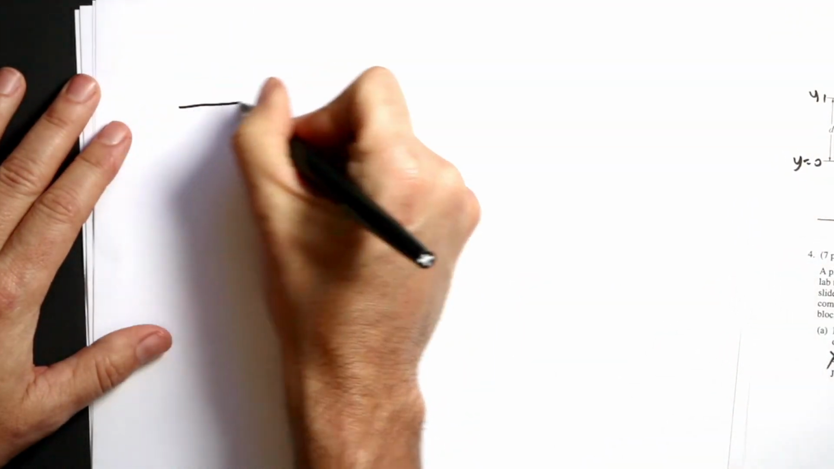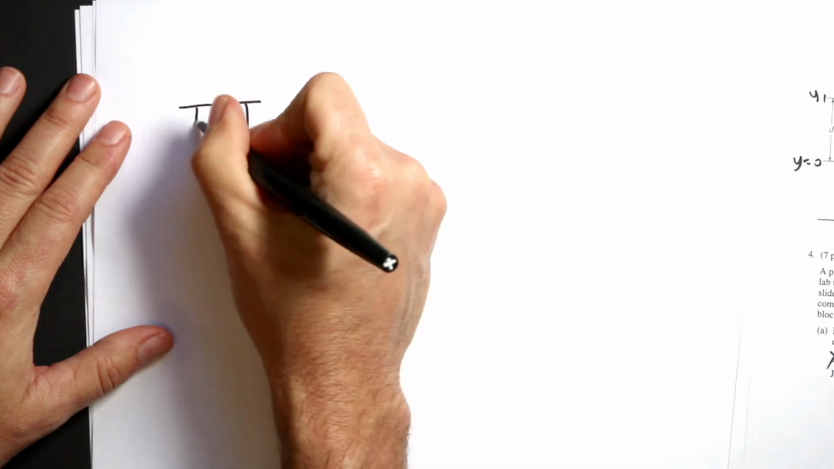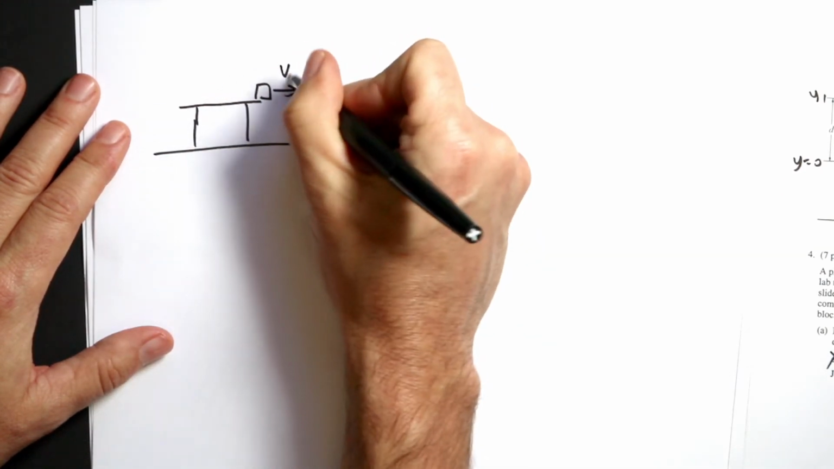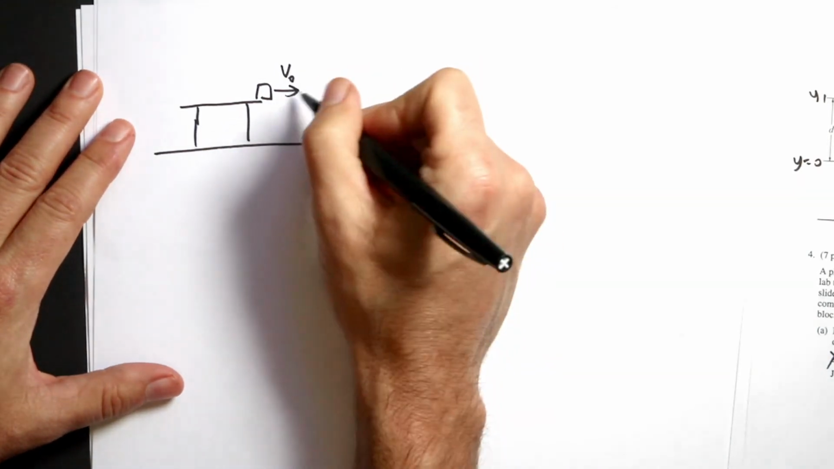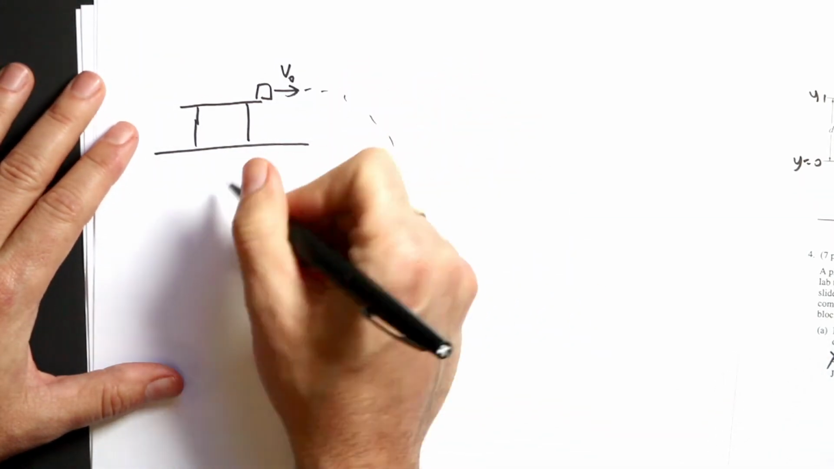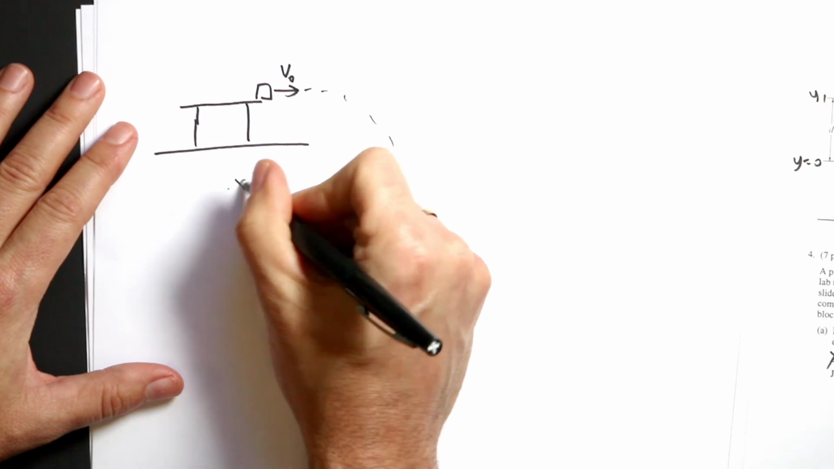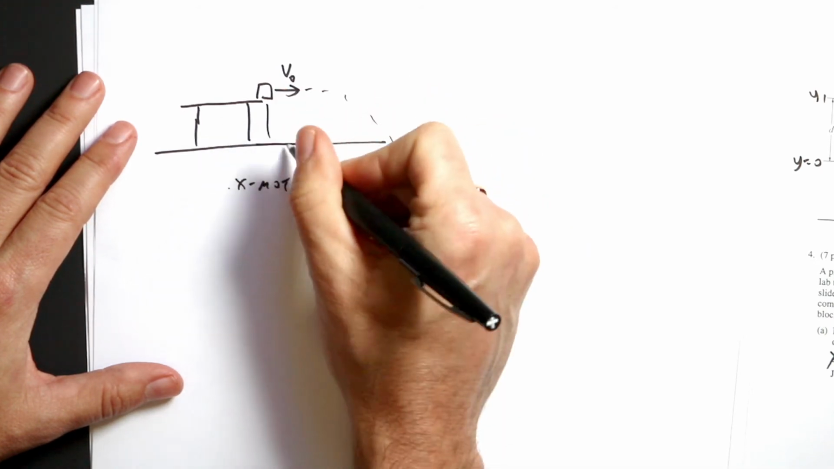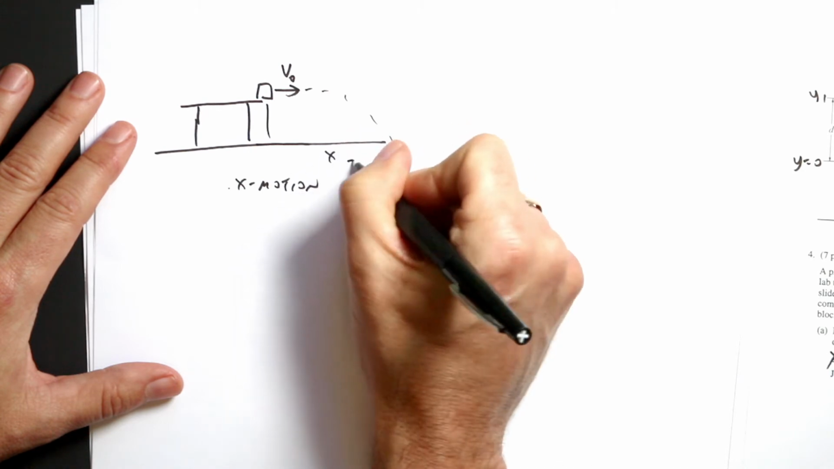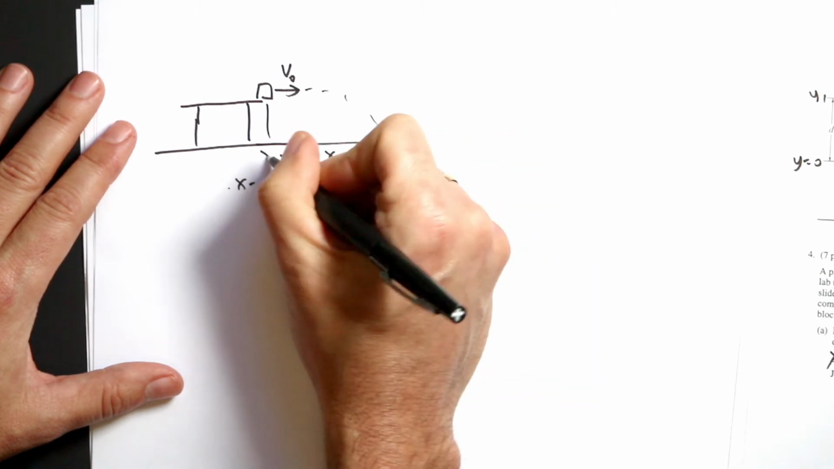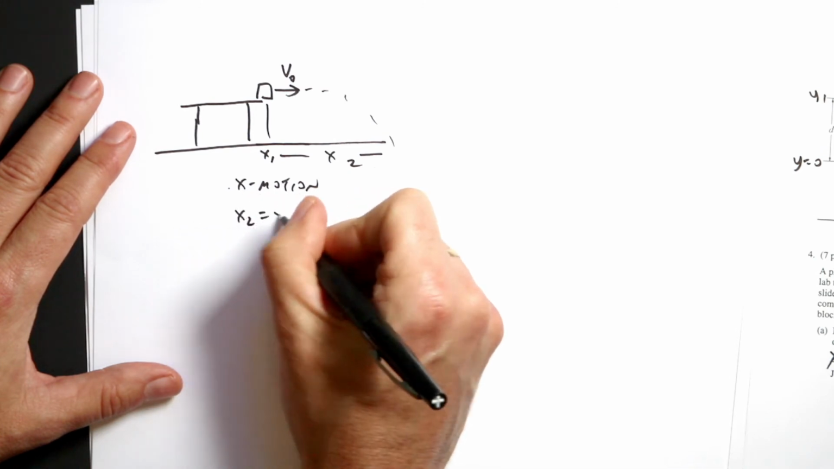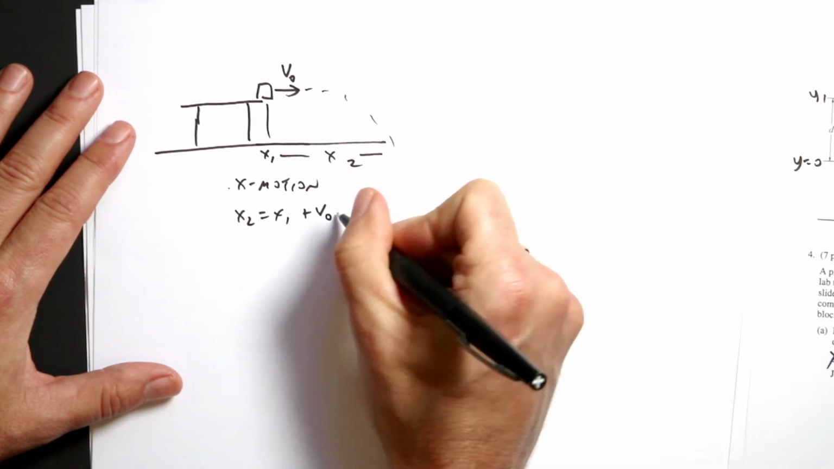So here is the block launched off the table with some initial velocity v0 in the x direction. It's horizontal. I can break this into two motions. In the x motion, let's call this x2, and x1 is 0. So I have x2 equals x1 plus v0 delta t.